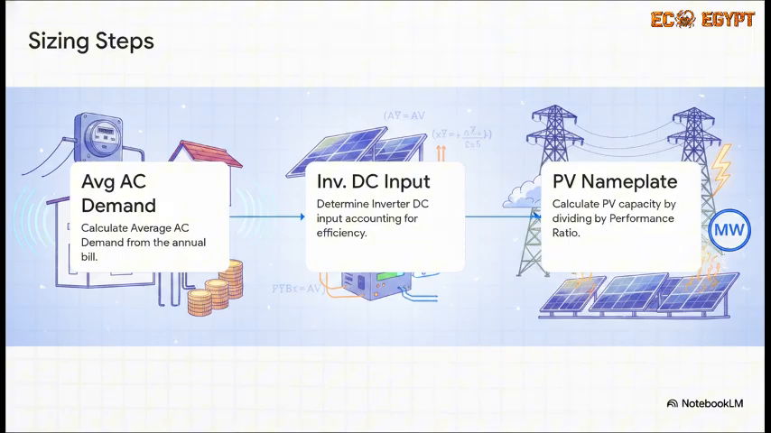And finally, step 3, we find the absolute raw DC power needed, the PV nameplate capacity. We do this by dividing by the performance ratio, or PR, which basically accounts for all those real-world losses like shading, temperature, and cable resistance. Follow these steps and you've got the exact megawatt requirement needed to totally neutralize that utility bill.